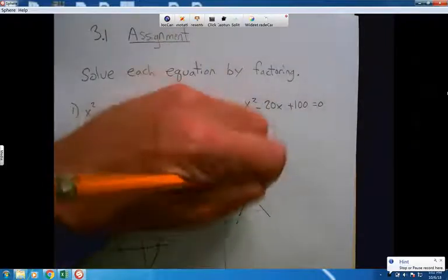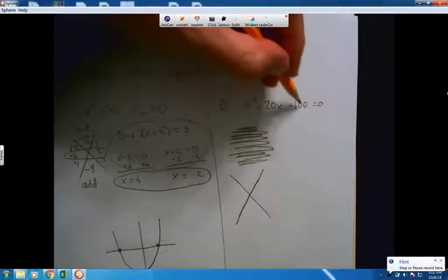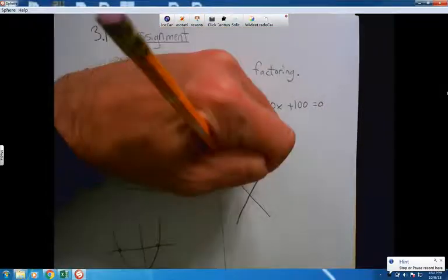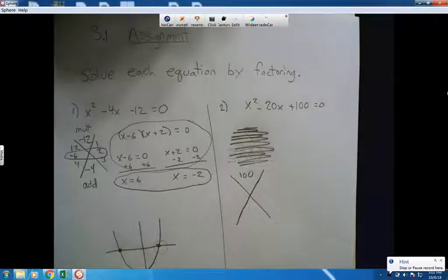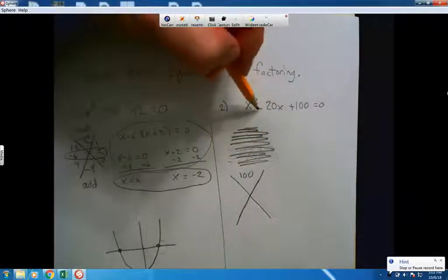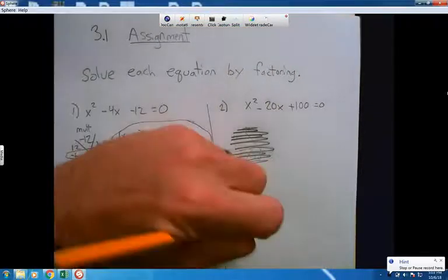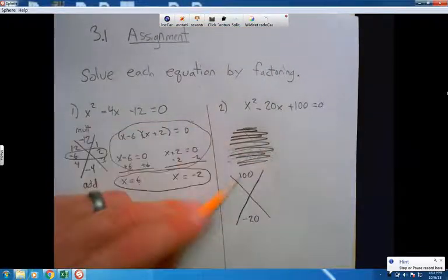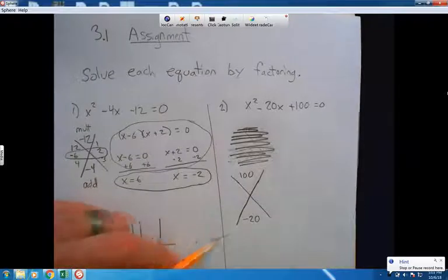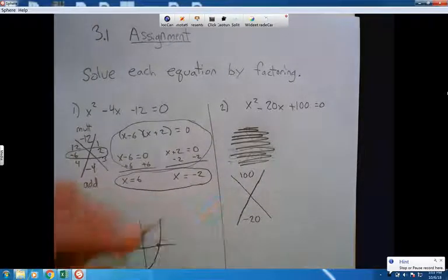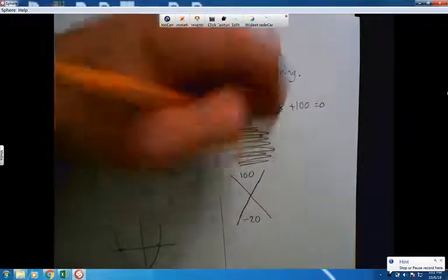and I'm looking for two numbers that multiply to the number on the end. So I want two numbers that multiply to 100, and I want two numbers that add to that middle term. So in this case, what is that, -20? So I'm looking for two numbers that multiply to 100 and add to -20. Again, I just focus on the multiplying at the start, and I worry about the adding later.